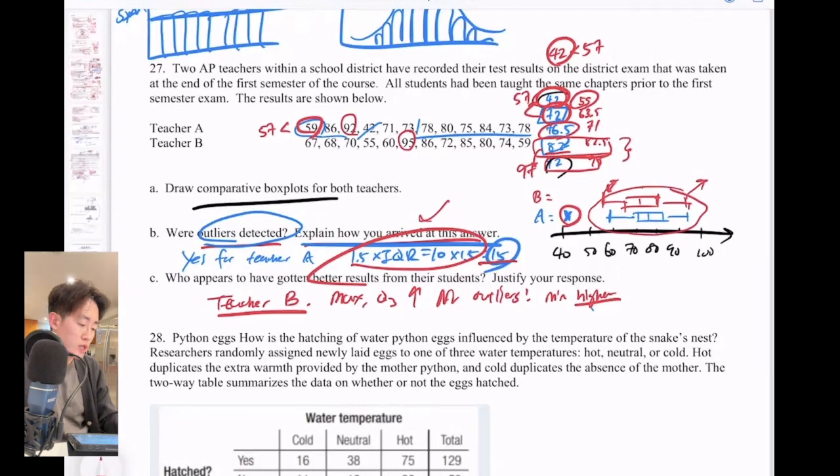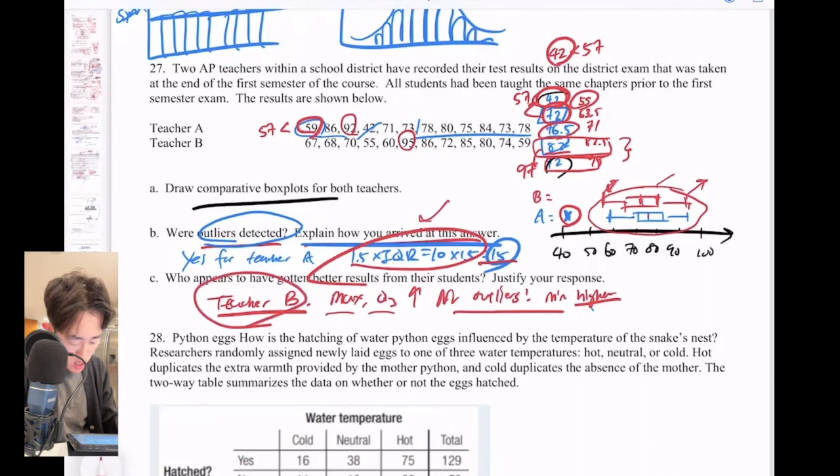It's like teacher B has 3 advantages, where teacher A, the only advantage it may have is that the median is higher than teacher B. I'm sorry, teacher A has a higher median than teacher B, but that's the only thing. So all of these account for the reason why teacher B is better, and that's what you would say.